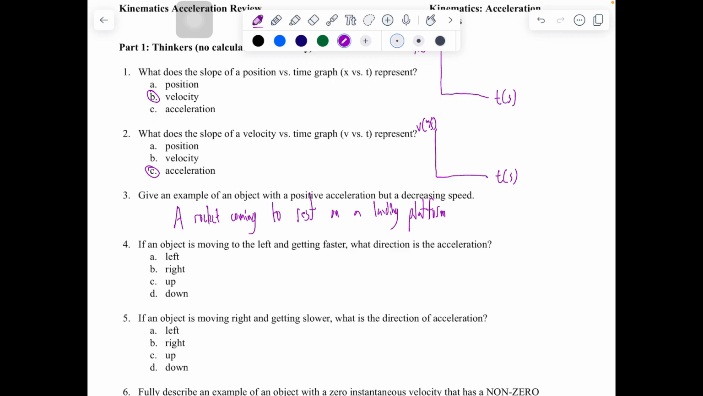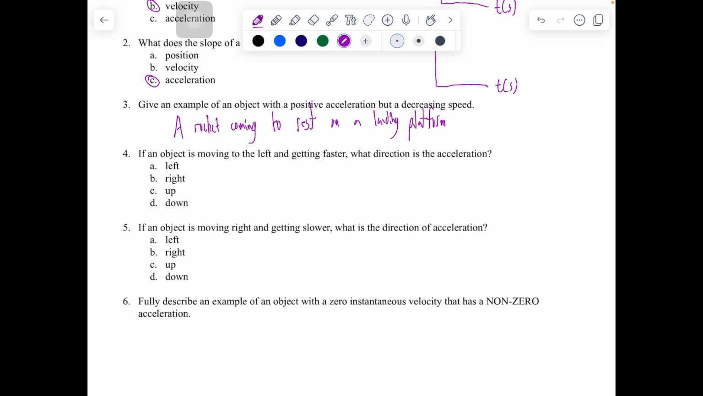positive acceleration. If an object is moving to the left and getting faster, what direction is the acceleration? For these, the way that I always go about it is there's really 4 different possible combinations. Velocity and acceleration, they're both vectors, they have a direction. You could have a positive velocity, a positive acceleration. You could have a negative velocity and a negative acceleration. You could have a positive velocity and a negative acceleration, or you could have a negative velocity along with a positive acceleration.